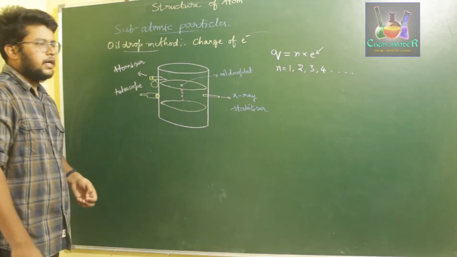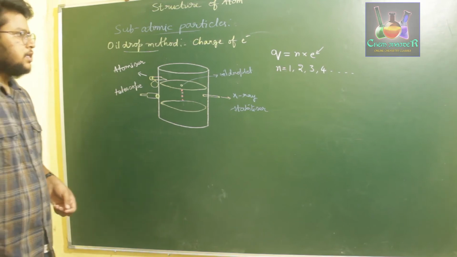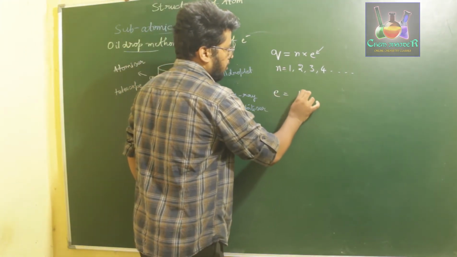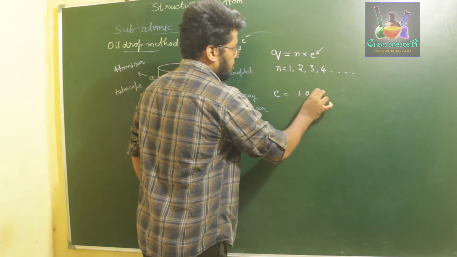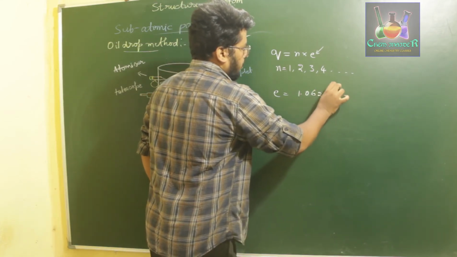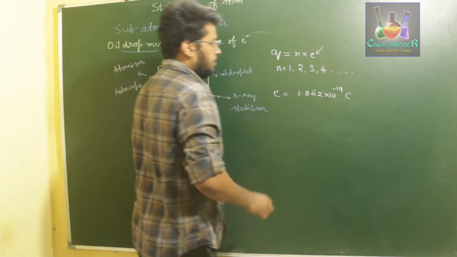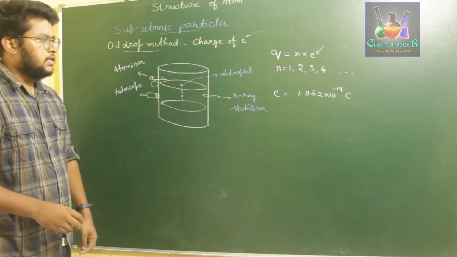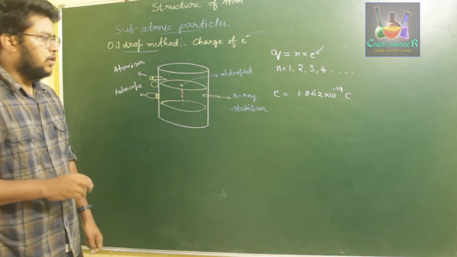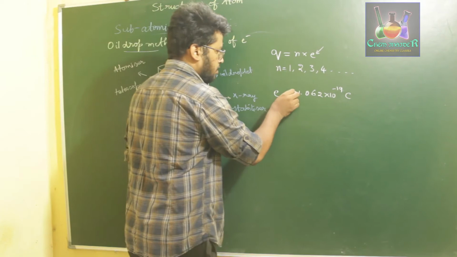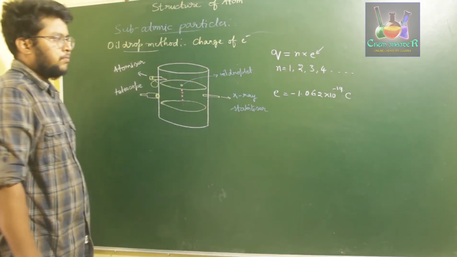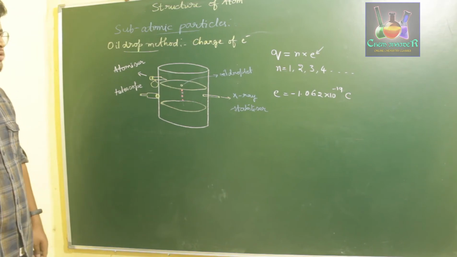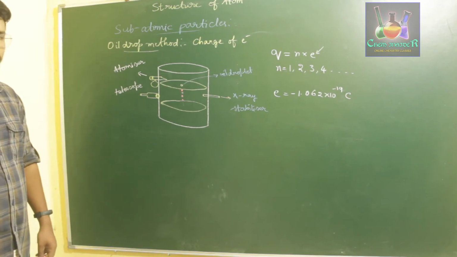So determining that, he came to know that the charge on the electron was 1.062 into 10 to the power minus 19 coulombs. Since the charge on the electron is a negative value, we take a negative sign on it. That is, e is equal to minus 1.062 into 10 to the power minus 19 coulombs. So this was about the charge of the electron.